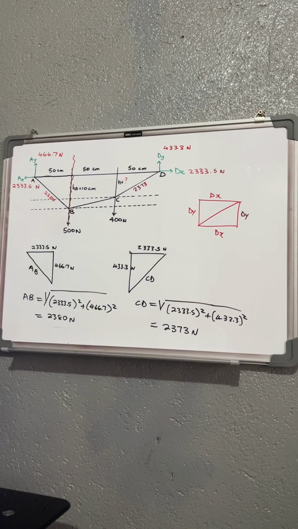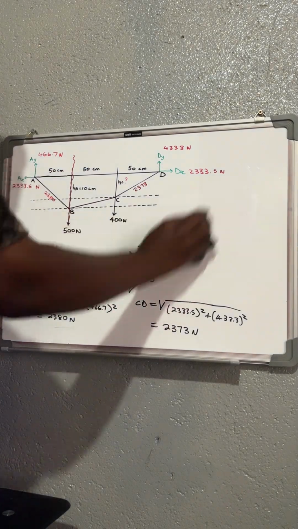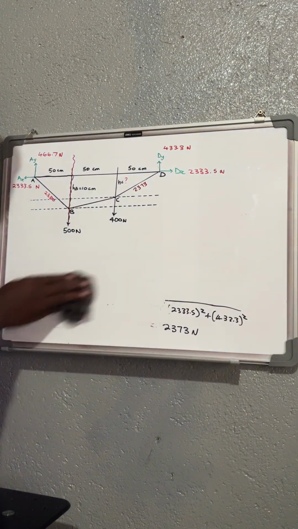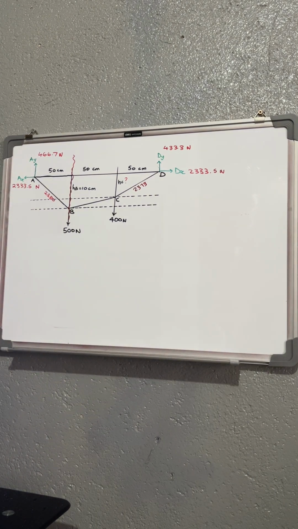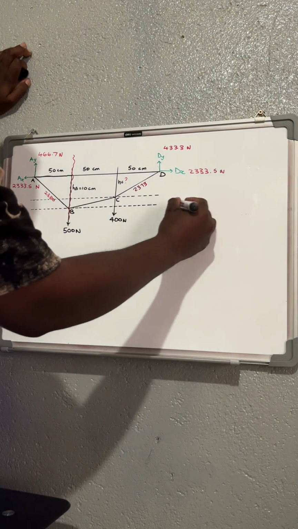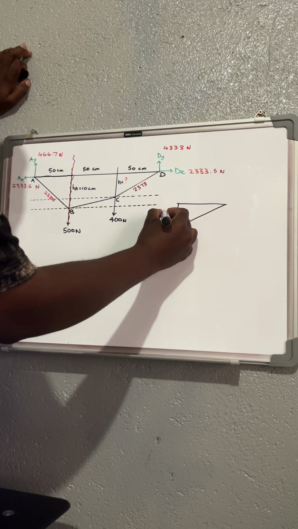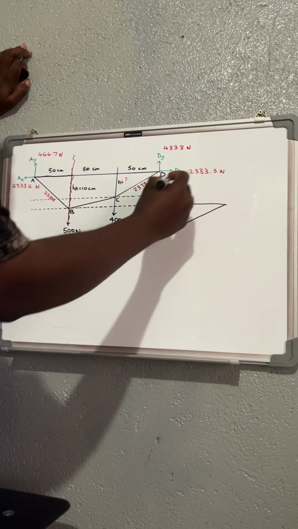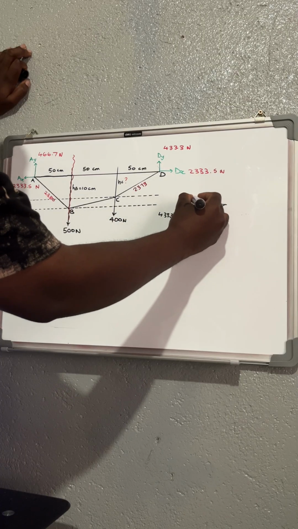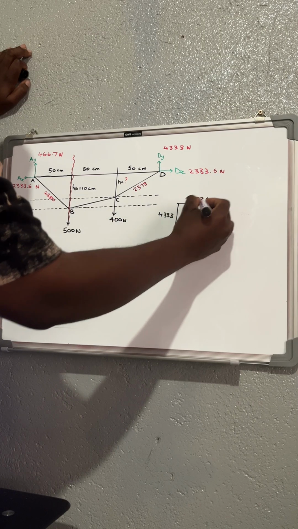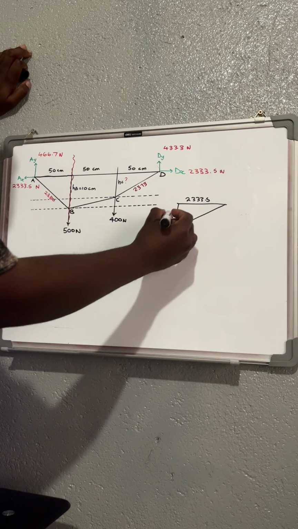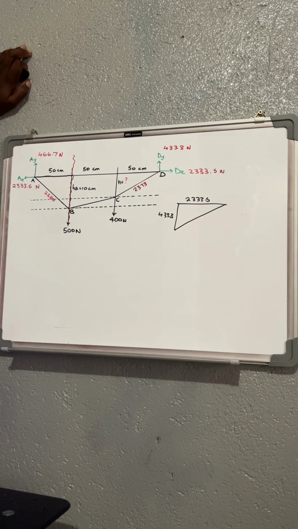So now we can also determine our HC, which is unknown. So how do we go about doing our HC? The same concept that I was explaining with regards to your dx and your dy, you have something that looks like this. On this side you have your dy, 433.3. Then this side you're going to have your 2333.5. You see.